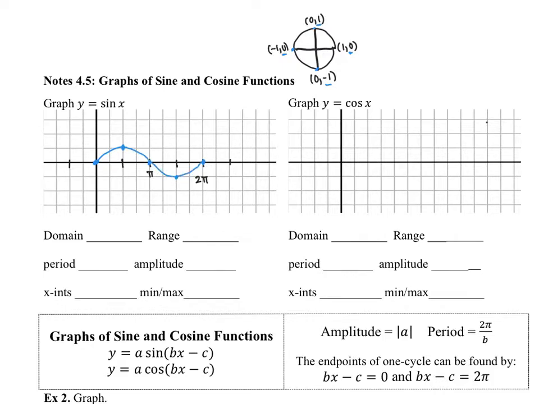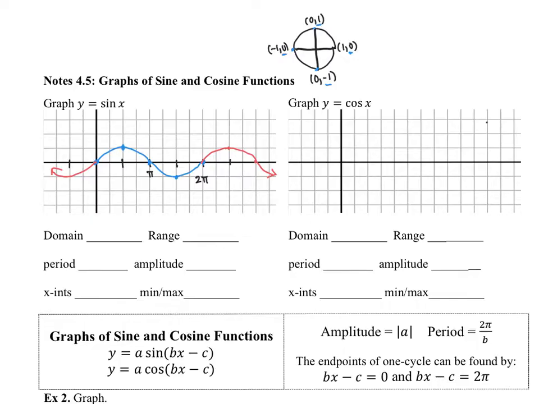I could extend this graph further, and I would, following the same pattern. It goes up 1, back to 0, and then it would go that way. In the negative direction, it does the same pattern. And I can see the nice curve of this graph. Now I'm going to graph cosine as well.